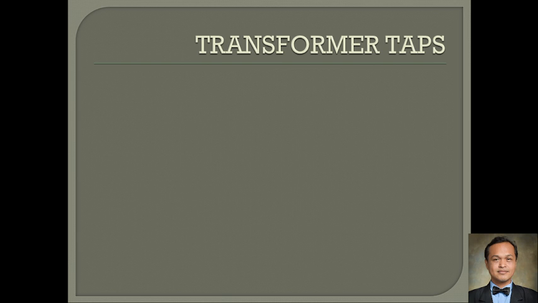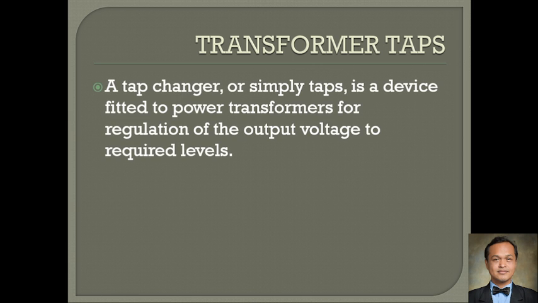Now, there is such a thing in the transformer called taps, or tap changer, or simply taps. What is it? A tap changer, or simply taps, is a device fitted to a power transformer for regulation of the output voltage to the required level. Now, if the voltage of the transformer has already been stepped up or stepped down, what's the use of that tap changer?